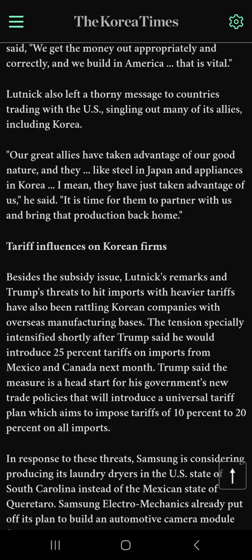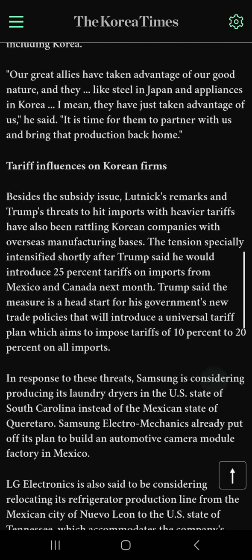Besides the subsidy issues, Lutnick remarked that Trump's threat to hit imports with heavier tariffs has Korean companies with overseas manufacturing bases worried. The tension especially intensified shortly after Trump said that he would introduce 25% tariffs on imports from Mexico and Canada next month. Trump said the measure is a head start of his government's new trade policies, which include a universal tariff plan that aims to impose tariffs of 10% to 20% on all imports.